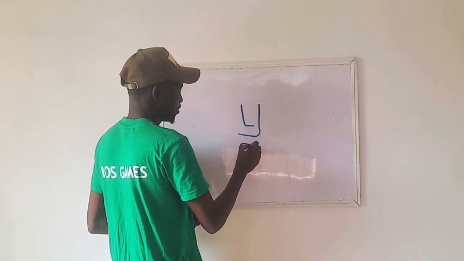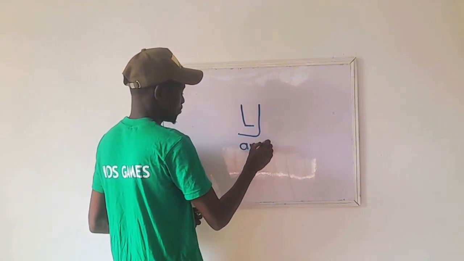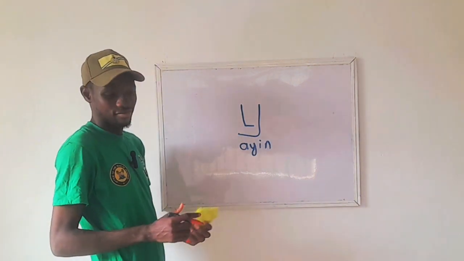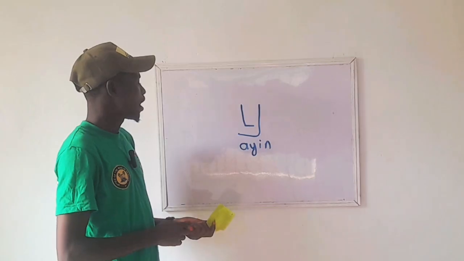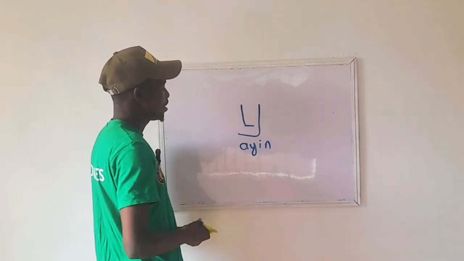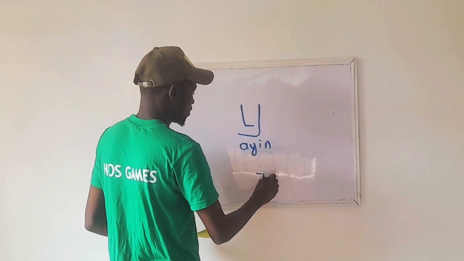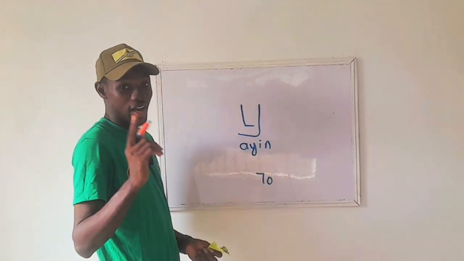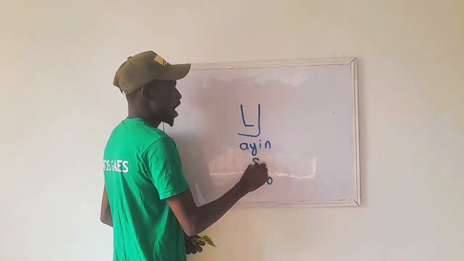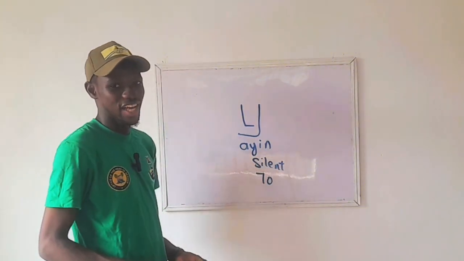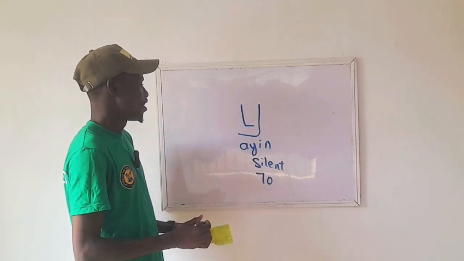Ayin. All right, and Ayin's numerical value is 70. However, Ayin is just like Aleph, and it is also silent.